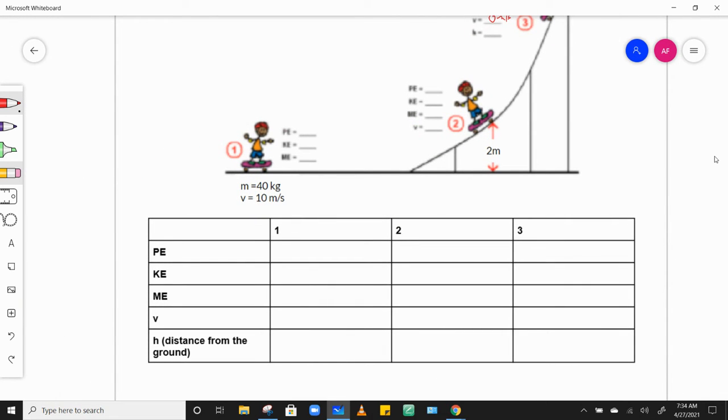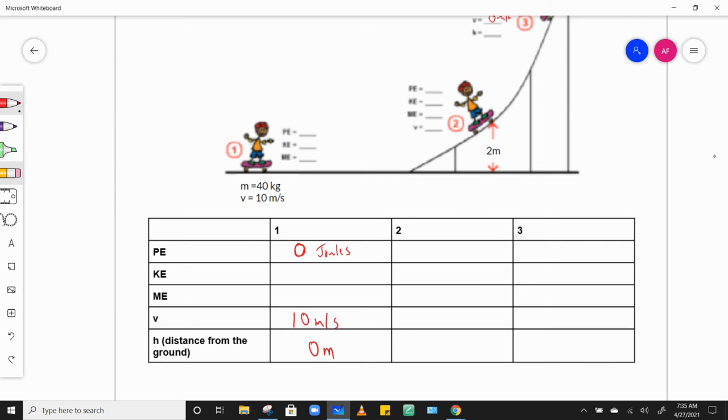So at point 1, the potential energy will be 0 because he's at the lowest point here. So potential energy is 0. Okay, and that answer is in joules. We don't need to write out joules each time. I'm just pointing that out at this moment. Okay, the velocity is 10 meters per second. So that one, no calculations needed. Height, distance from the ground, is 0 meters. Okay, he's on the ground.